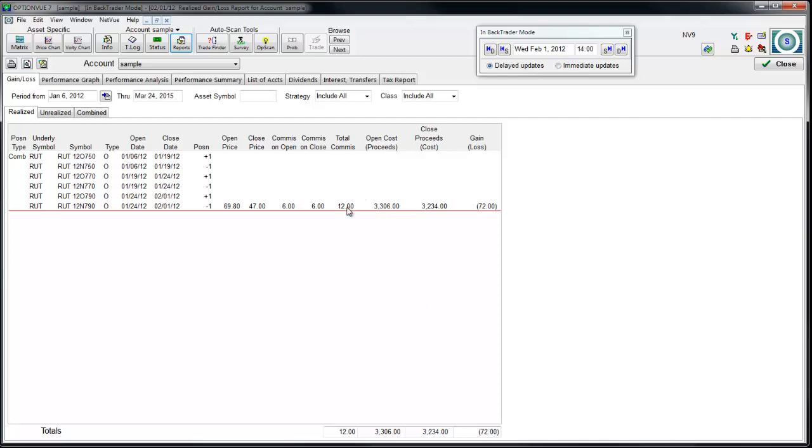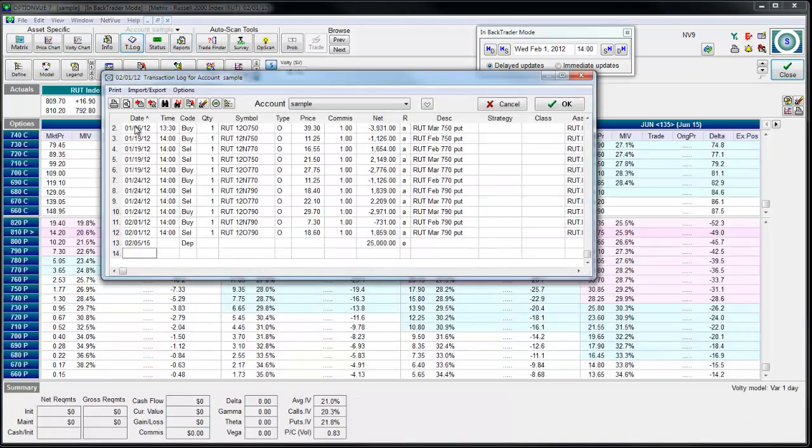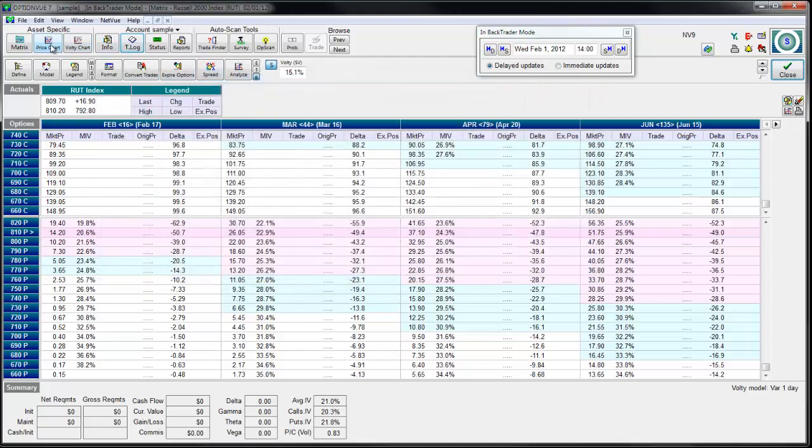Commissions were a total of $12. So I lost $60 plus commissions on this trade right here. Okay? And what happened? The trade opened on January 6th. It closed on February 1st.